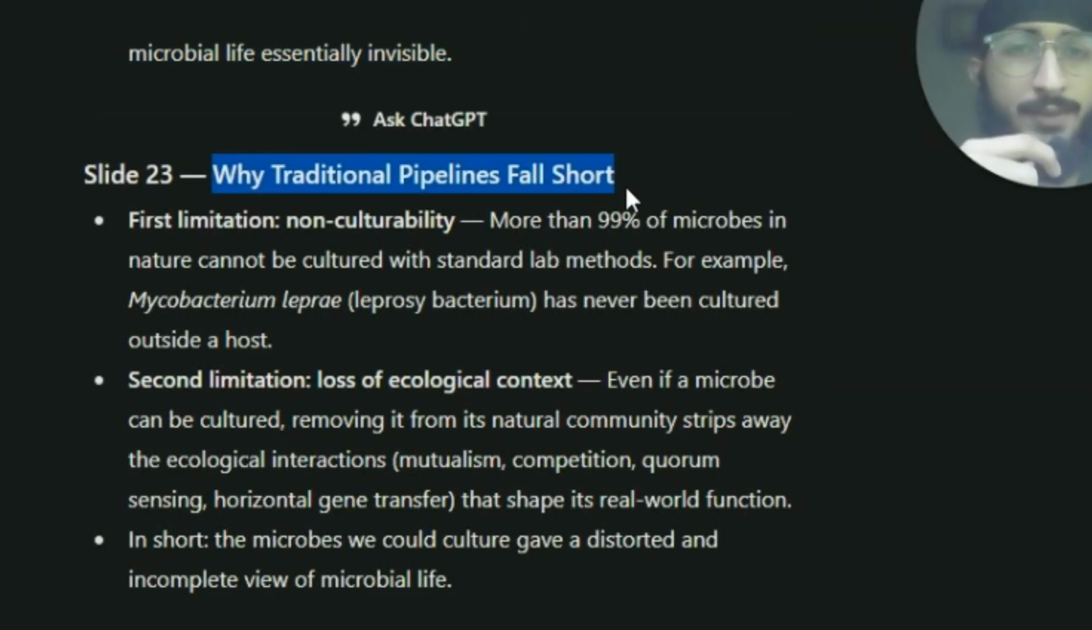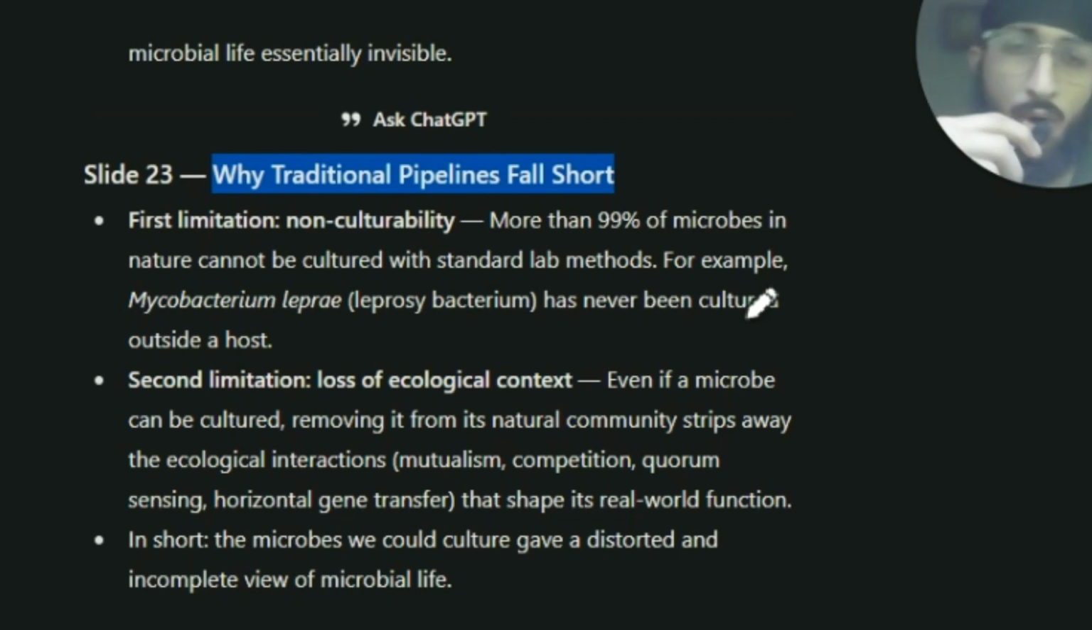Now, why traditional pipelines fall short? So, the first limitation that we're going to be talking about is non-culturability. More than 99% of microbes in nature cannot be cultured with standard lab methods. For example, Mycobacterium leprae, that is leprosy bacterium, has never been cultured outside a host.